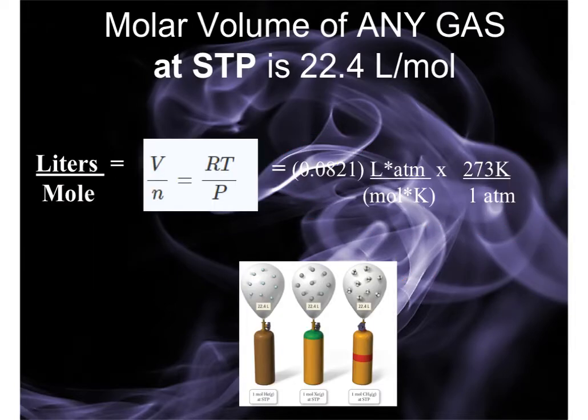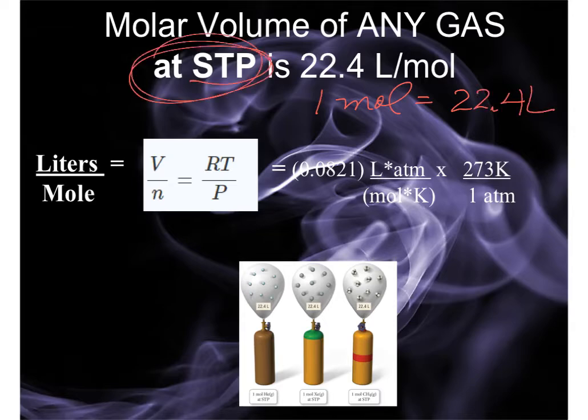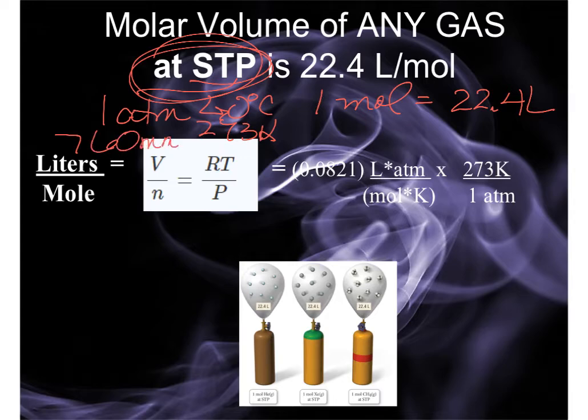I have mentioned the conversion factor that we can use only for gases, that 1 mole of any gas occupies a volume of 22.4 liters. Now, it's important to understand that is true only under standard temperature and pressure conditions, STP conditions. So standard temperature, just to remind you, is 0 degrees Celsius, which is 273 Kelvin. And standard pressure is 1 atmosphere, or if you're working in millimeters of mercury, 760 millimeters of mercury.